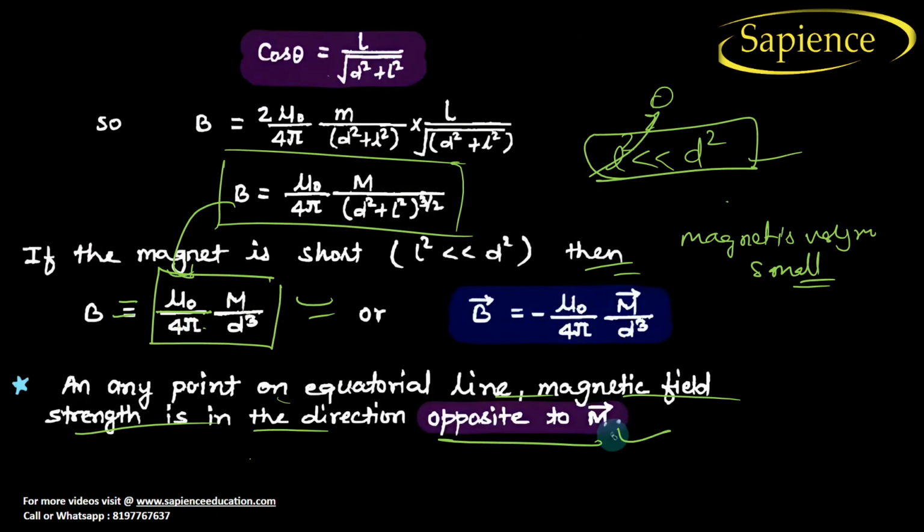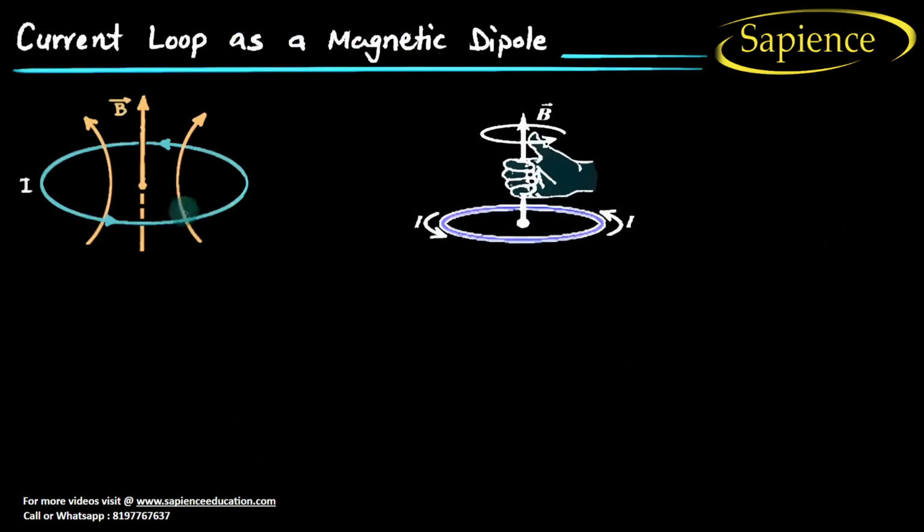So hence we can say that at any point on the equatorial line, the magnetic field strength is in the direction opposite to the magnetic dipole moment. M is your magnetic dipole moment. I have already taught these things in a previous class. You can go to the previous video to watch about the magnetic dipole moment. Okay, so I hope you have understood this.